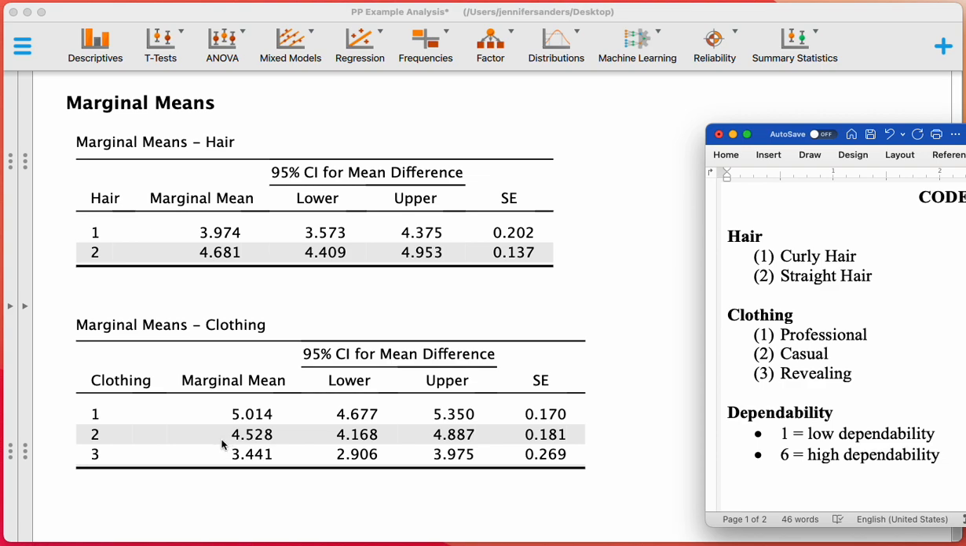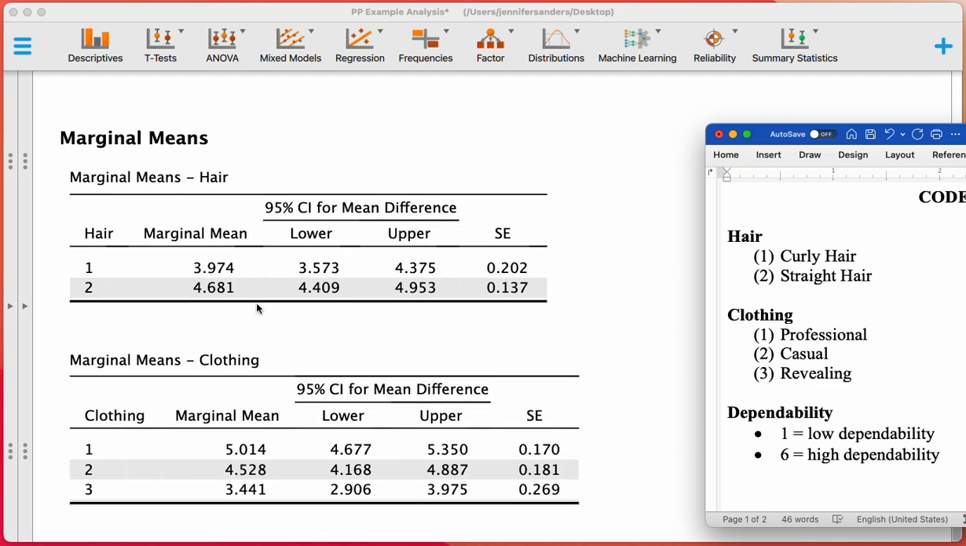Regardless of hairstyle, if they wore casual clothes, they received a 4.5 on average. And regardless of hairstyle, if they wore revealing clothes, they received a 3.4 on average. And so just looking at these means, we can see that there probably is a difference. The difference between professional clothing and casual clothing is only about 0.5 points. So that might not be big enough of a difference for it to be significant, but we'll have to look at the post hoc test to see if that's significant. But there's definitely a difference in the revealing clothing. It's definitely far lower than the professional clothing. So let's look at the post hoc test.